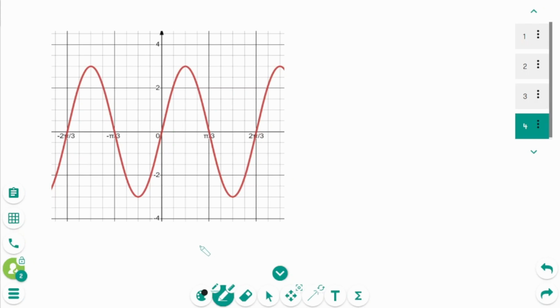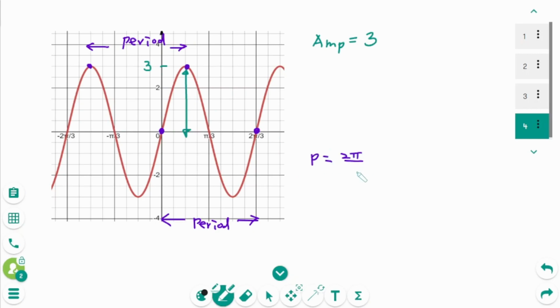Shall we try one more? Notice that the amplitude is 3. Shall we find the period? Of course, we can also find the maximum point to the maximum point. This is period. But here, I think it's more convenient to find a point to the nearest repeating point. Then this is period. The period is 2 pi over 3.